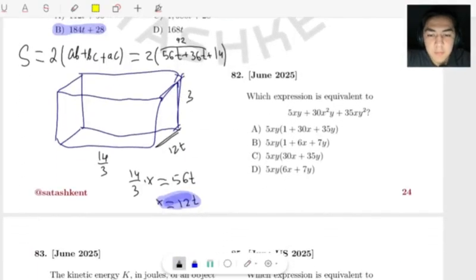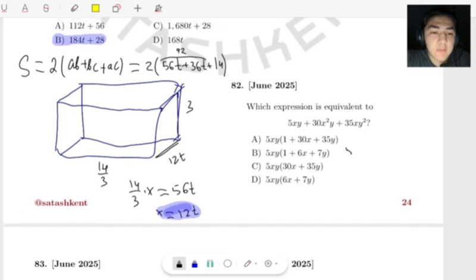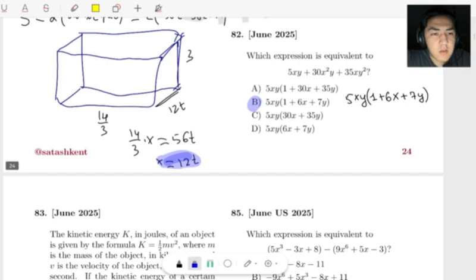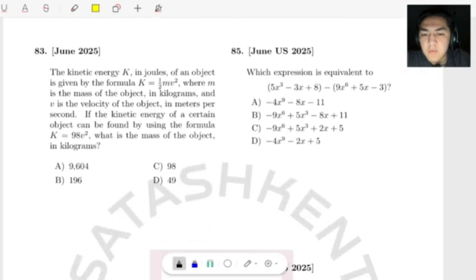Question number 82. Which expression is equivalent to this one? Now I have something in common as well. And what is that saying? Guys, as you can see, you can take out 5xy from every one of them. So you will be left with what? 1 plus 6x and plus 7y. And the answer is also again B. So, yep, let's solve 83.